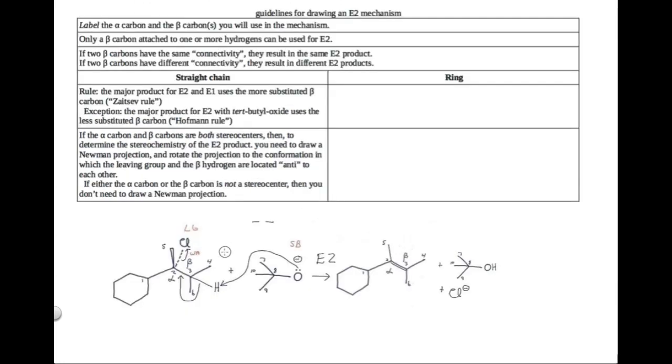For example, do you remember this problem that we did in an earlier video? Notice that in this problem, the alpha carbon is a stereocenter. Carbon 2 is a stereocenter, but carbon 3 is not a stereocenter because it's attached to 2 identical groups, two methyl groups. That's why we didn't need a Newman projection for this E2. We did not need a Newman projection for this E2 because the beta carbon was not a stereocenter.